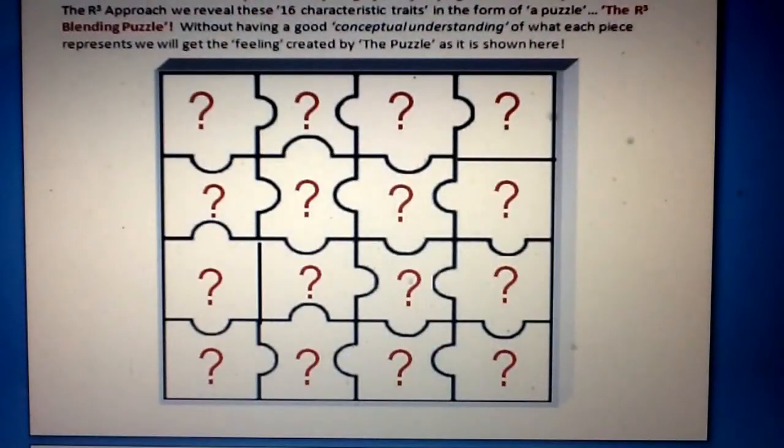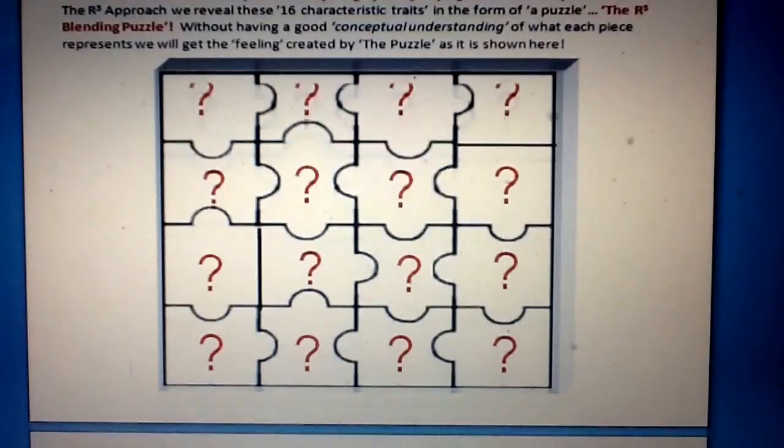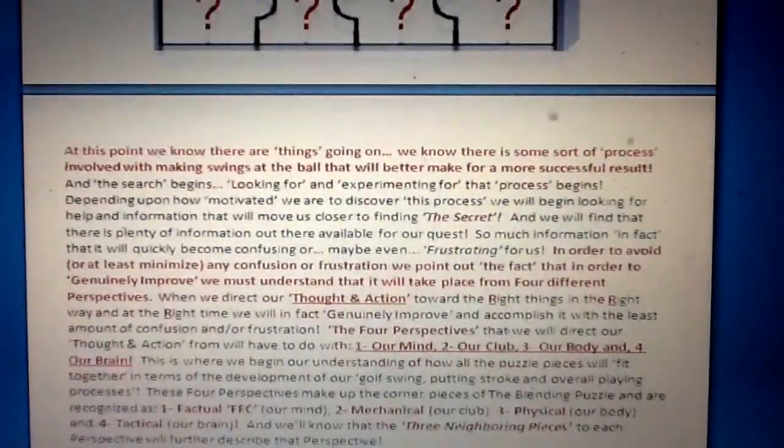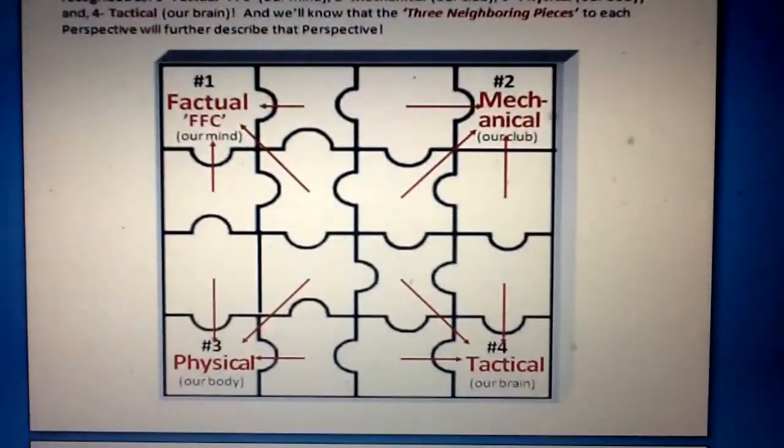Whether we know it or not, whether we realize it or not, there are 16 characteristic traits that we all possess. In the blending puzzle, what we do is we present these 16 characteristic traits in the form of a puzzle.